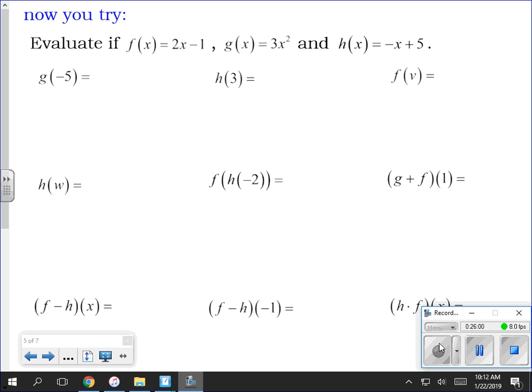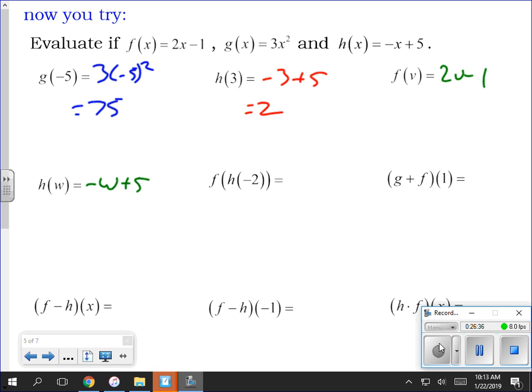Okay, most people seem to have the first page done. g of -5 is 3 times (-5) squared, which is 75. h of 3 is -3 plus 5, which is 2. And then the easy one, f of v, is 2 times v minus 1. Just plug in v, and you're good to go. h of w, same thing, -w plus 5.